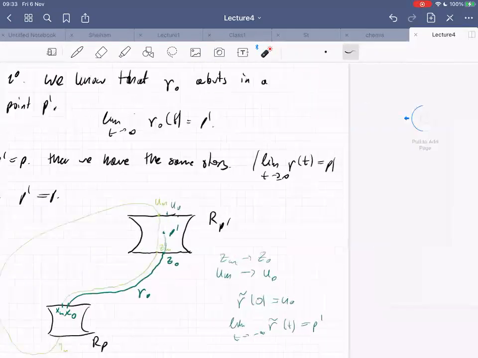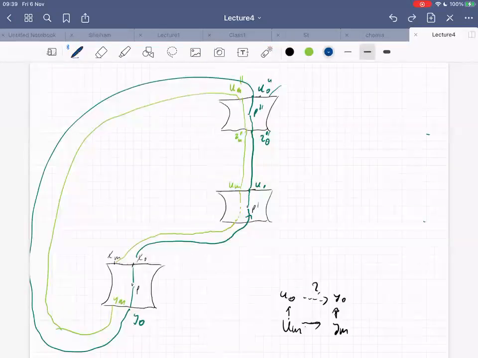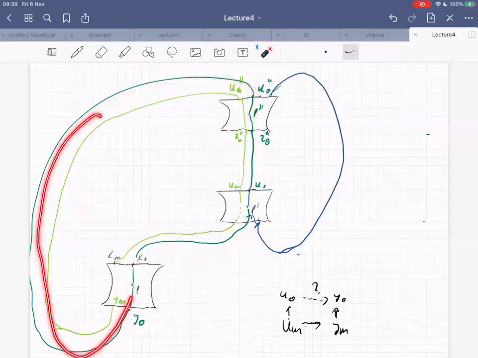Okay, so what is the picture now? Maybe it's a good moment to stop. So we iterate the procedure, and at some moment we reach the critical point, or if we don't reach Y naught, we reach some other region, but a region that we have already been in. So what is the blue curve? What is the green curve now? It's a union of trajectories from P to P prime, from P prime to P double prime, and from P double prime, maybe through some other critical points, to P. So this is a circular broken trajectory. And this is a contradiction.